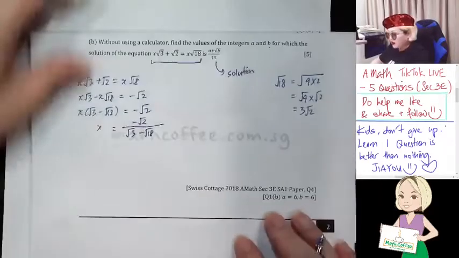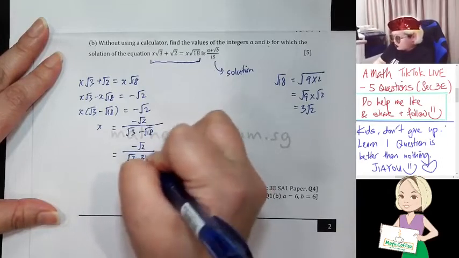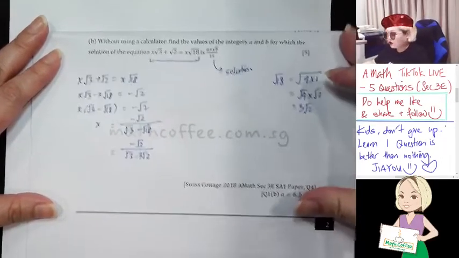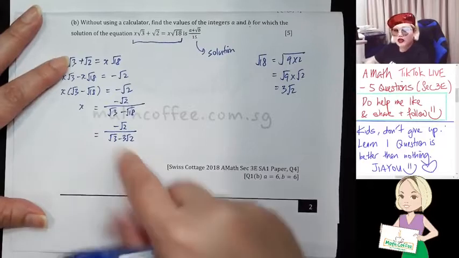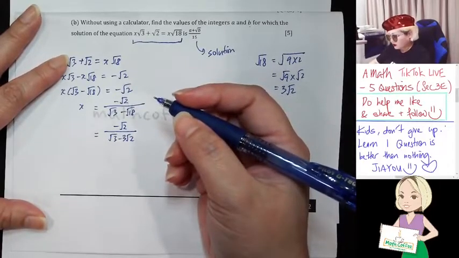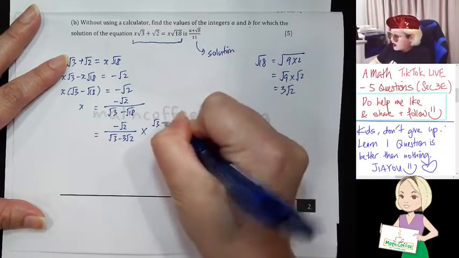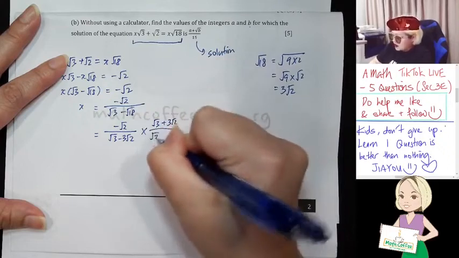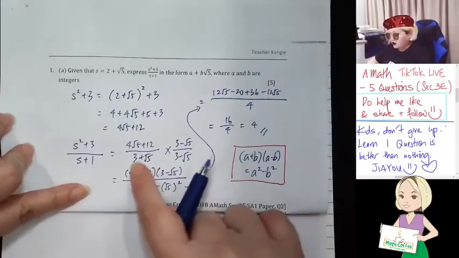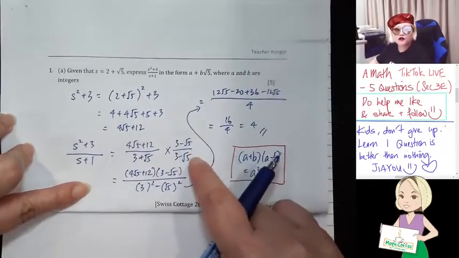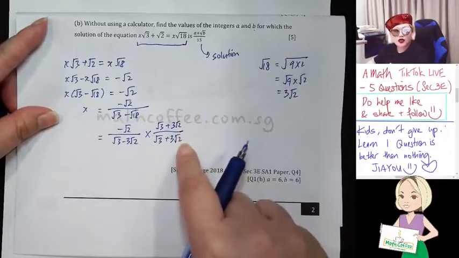Good. Okay, so after that, it will be minus square root 2 over square root 3 minus 3 square root 2. So now I'm ready to rationalize. Remember just now I taught you, this is actually a minus b. So if you want to rationalize, multiply by square root 3 plus 3 square root 2 over square root 3 plus 3 square root 2. Just now, remember it was a plus b, I rationalized with a minus b over a minus b. Now you see this is a minus b, so I rationalize with a plus b over a plus b.